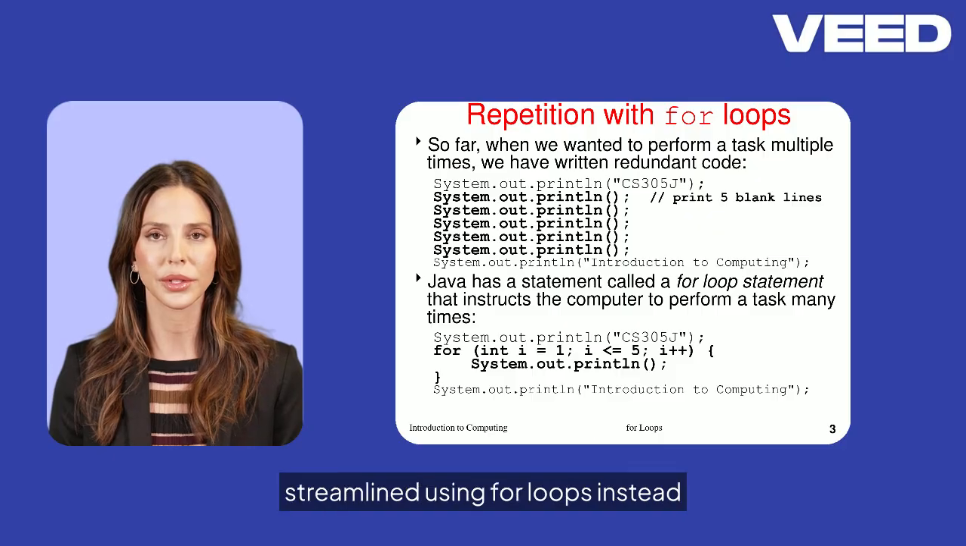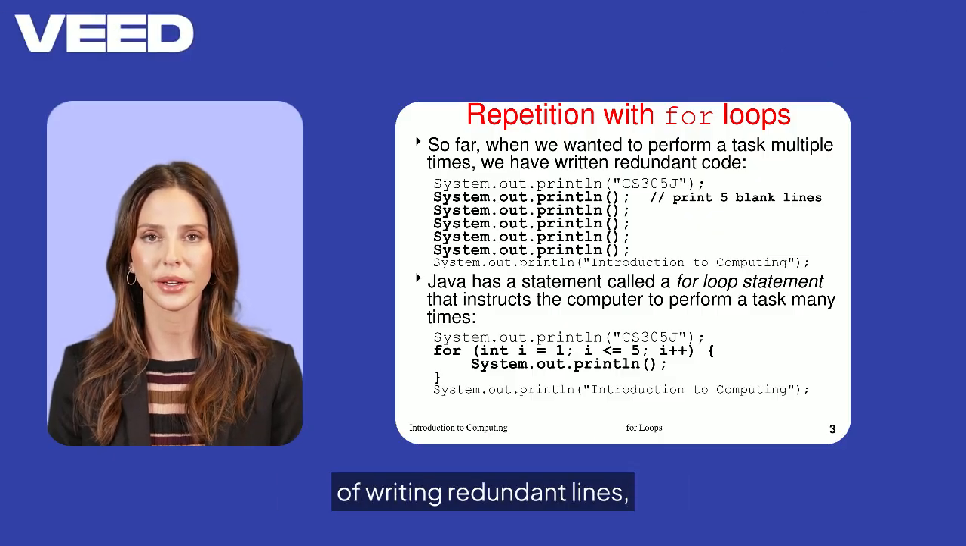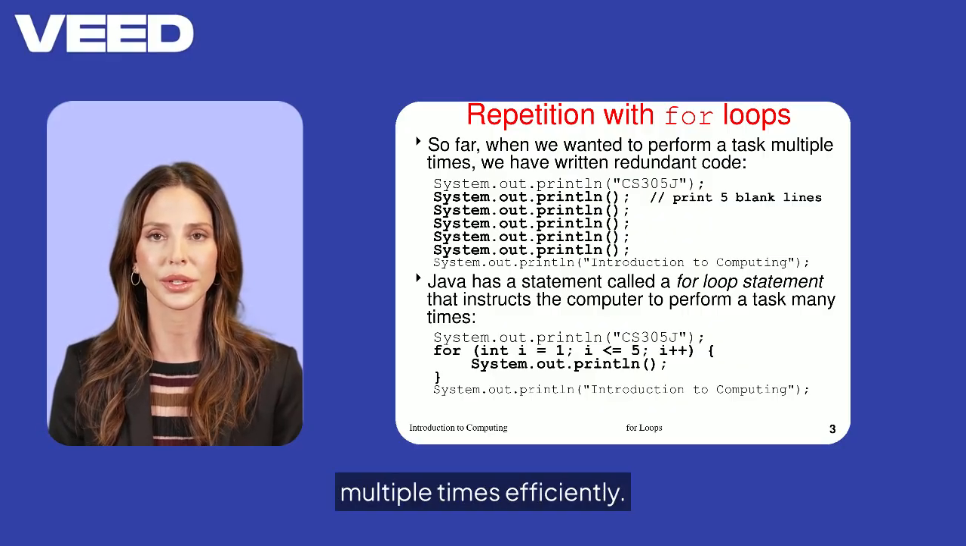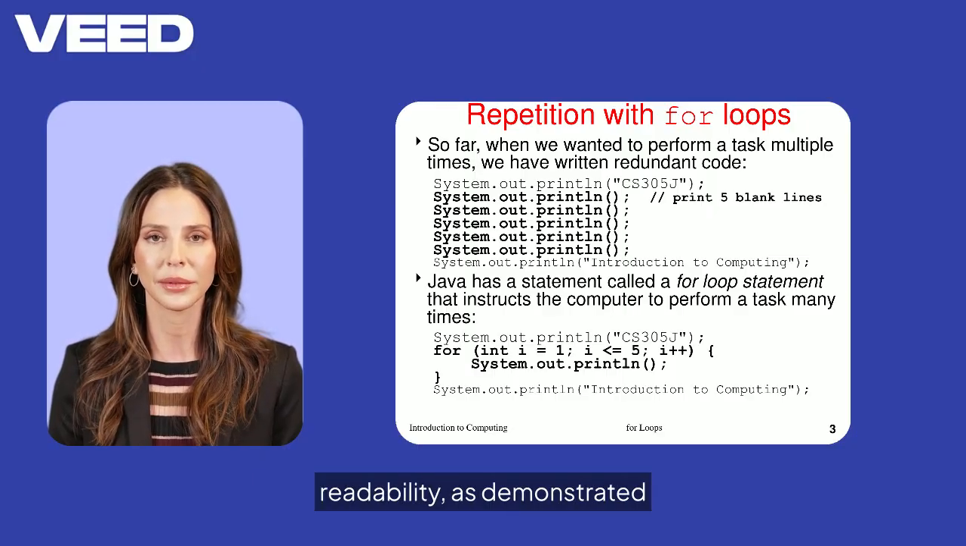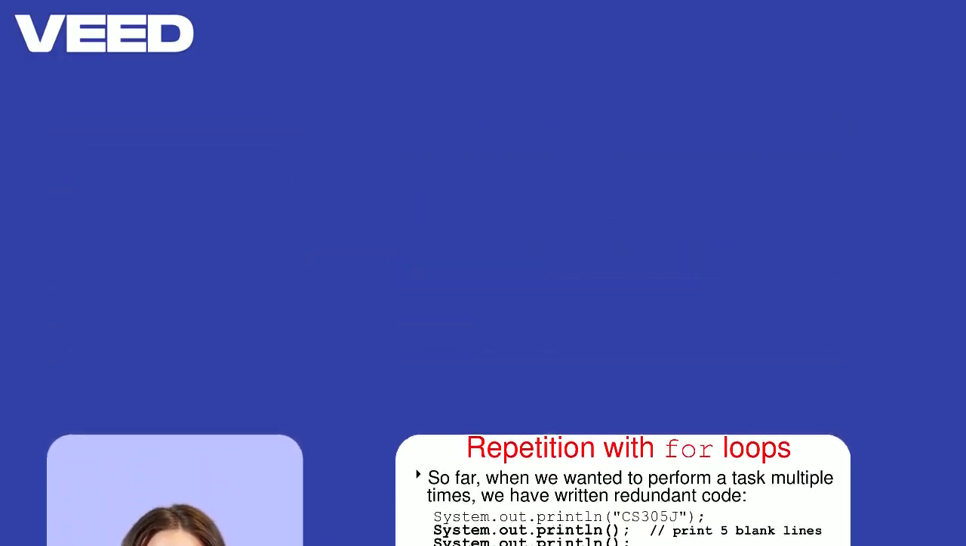Repetition in code can be streamlined using for loops. Instead of writing redundant lines, a for loop can execute a task multiple times efficiently. This reduces code length and enhances readability, as demonstrated in the Java example provided.